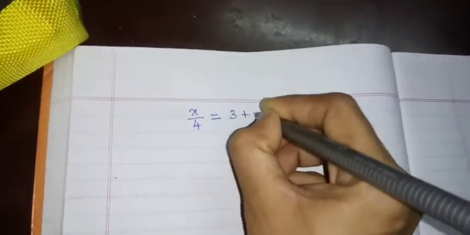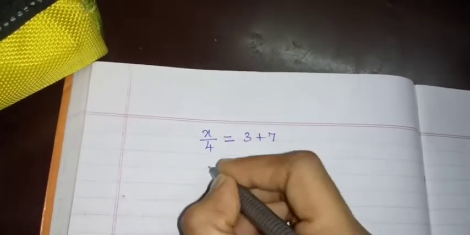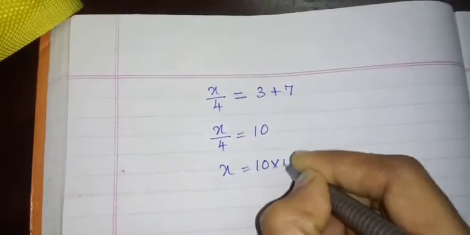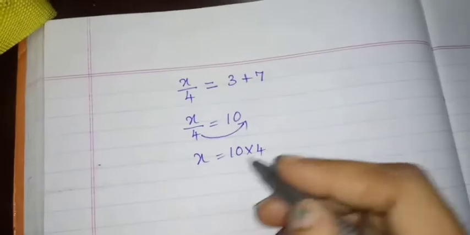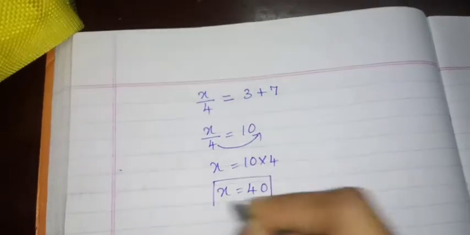x by 4 is 3 more than 7. Correct? So now we can solve this equation. x by 4 is equal to 3 plus 7, 10. x is equal to 10 into 4, because this division, if it goes that side, becomes multiplication. So 10 into 4, so x is equal to 40. So this is your number.